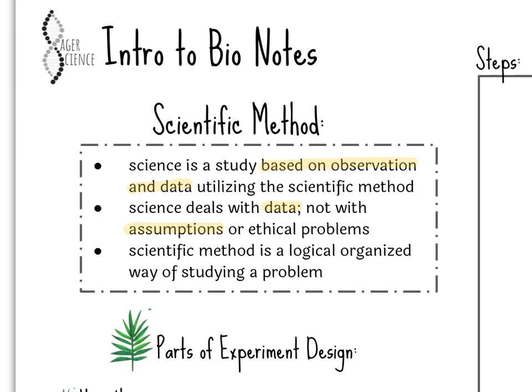And then this third bullet here, the scientific method is a logical, organized way of studying a problem. And because it's a logical way of studying a problem, being a scientist is universal. So anyone can be a scientist if you think in this logical, organized manner.